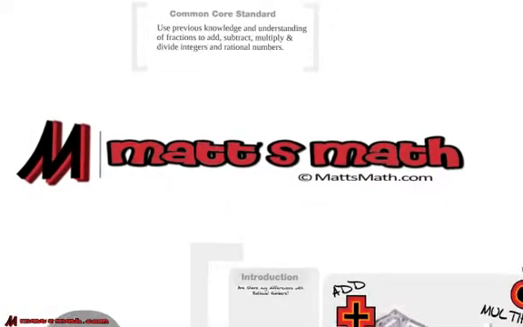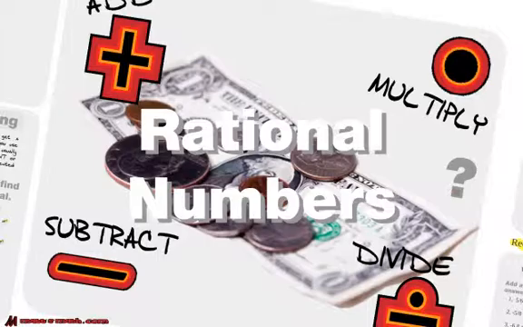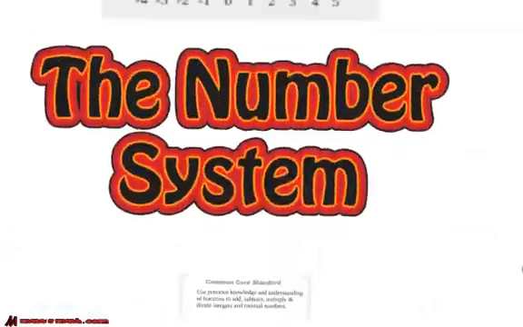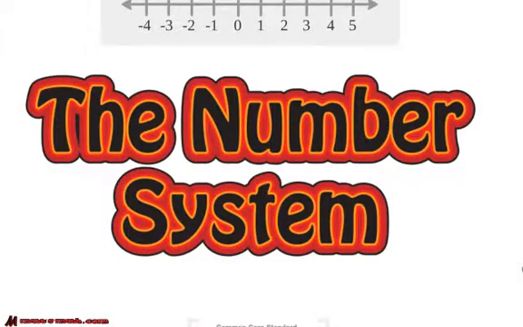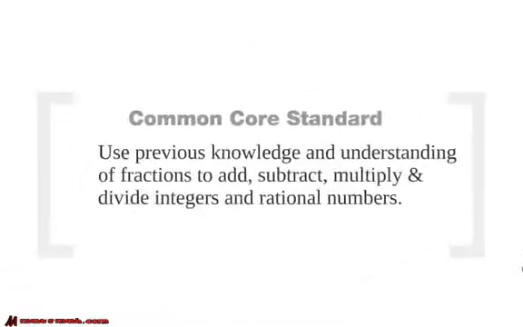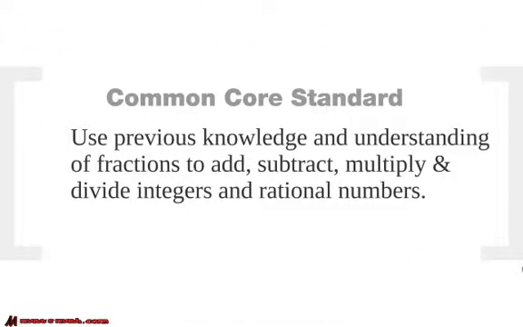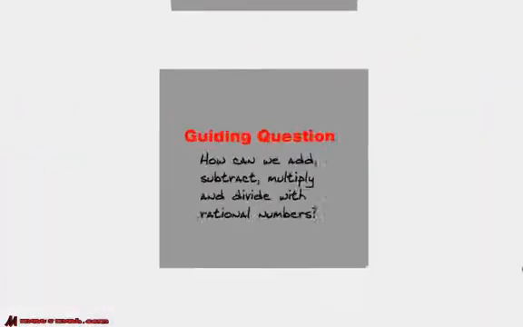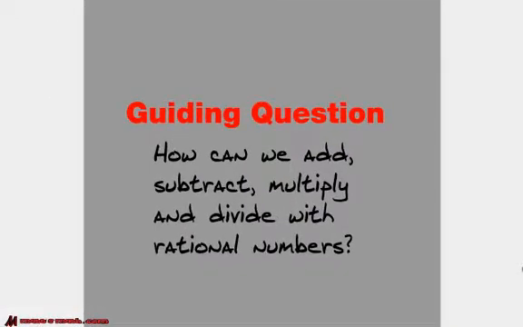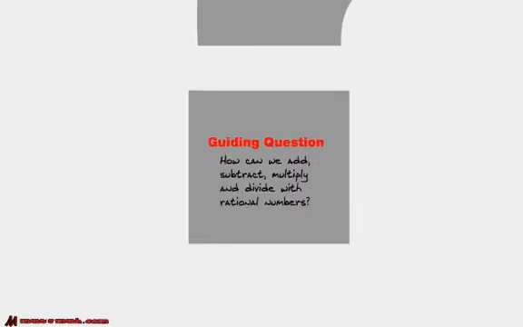Thanks for joining us here today as we talk about rational numbers, adding, subtracting, multiplying, and dividing them. That's what we're going to be looking at today. We're in the Common Core Math Standard of the number system, and we're going to be adding, subtracting, multiplying, and dividing rational numbers today. We're going to use what we've learned in the past with fractions, now apply it to rational numbers. Our guiding question is how can we add, subtract, multiply, and divide with rational numbers? You'll be able to do that by the end of the day today.